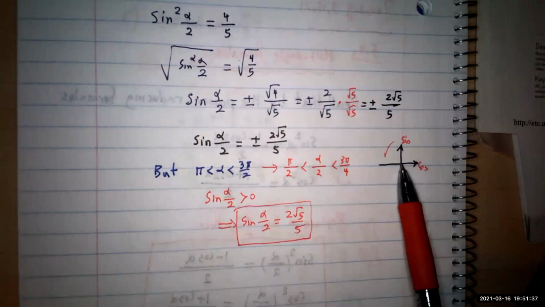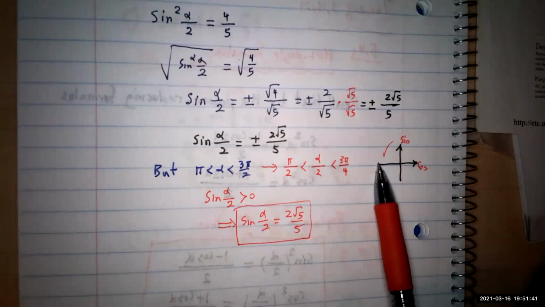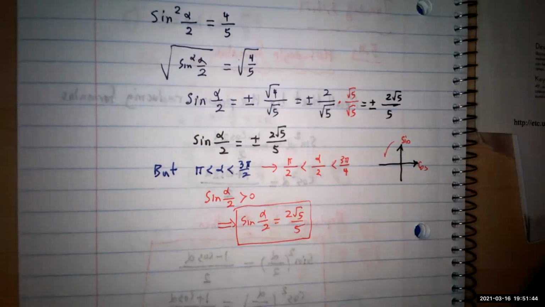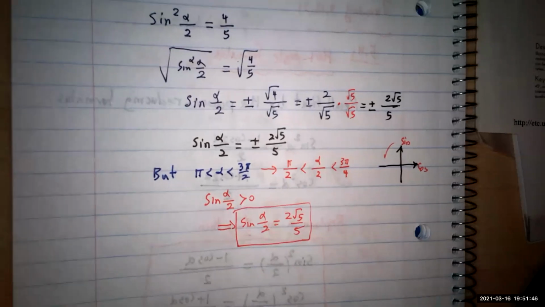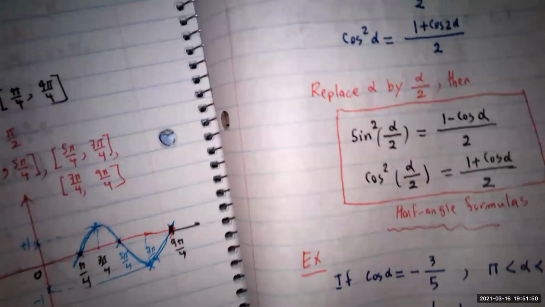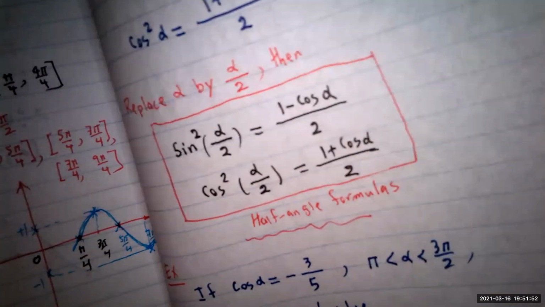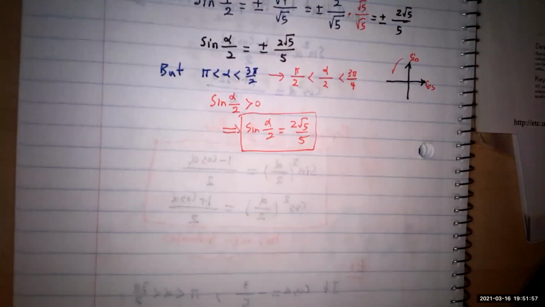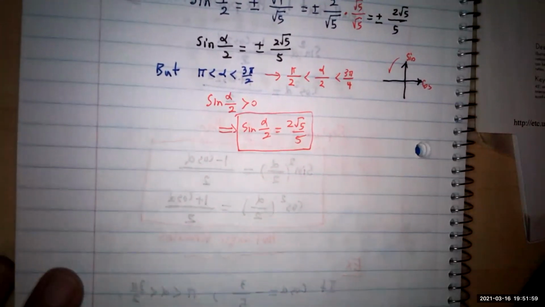Since it's in the second, you know that the sine is positive, but the cosine is going to be negative. You can do this one at the beginning too. When it's given to you, you can identify the location to start, or you can do it at the end of the problem. Any question? So that's the sine.